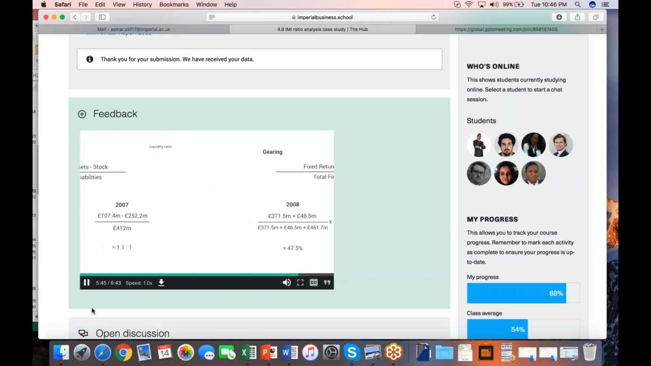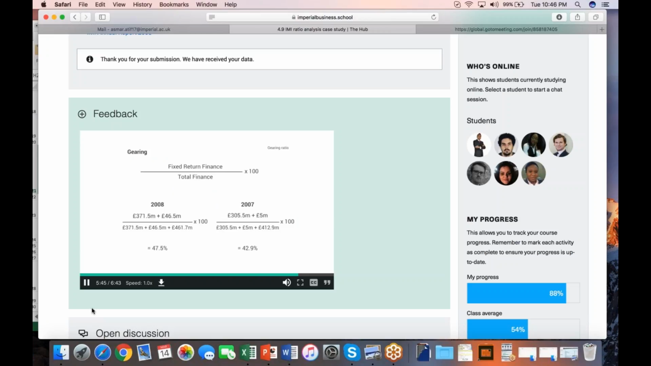Which brings us to gearing. We calculate gearing by dividing fixed return finance, which is long-term borrowings plus preferred share capital, by total finance, which is equity plus short and long-term loans. Bank overdraft is excluded as it's considered a cash equivalent.